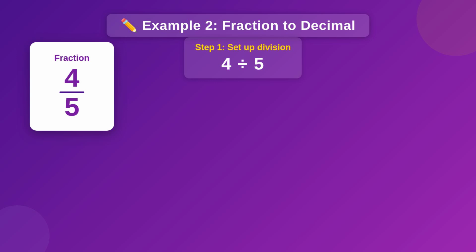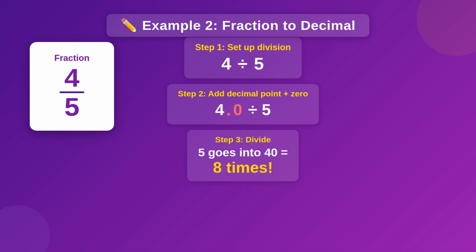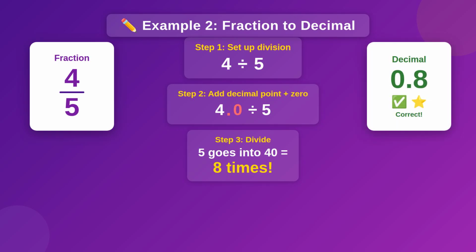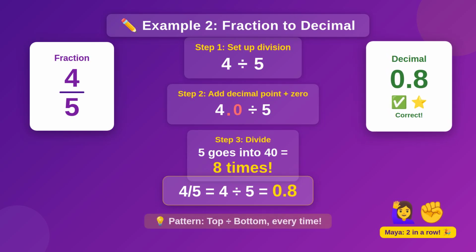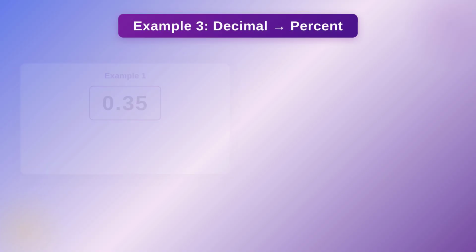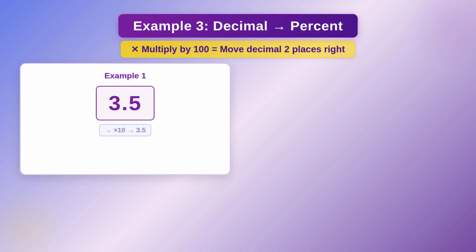Let's try another one. Convert 4/5 to a decimal. Same process. 4 divided by 5. 5 doesn't go into 4, so we put a decimal point and a 0. Now we have 40. 5 goes into 40 exactly 8 times. So 4 divided by 5 equals 0.8. 4/5 equals 0.8. Maya does a little fist pump. She just solved 2 in a row. See the pattern? Top divided by bottom every time. You're building confidence just like Maya.